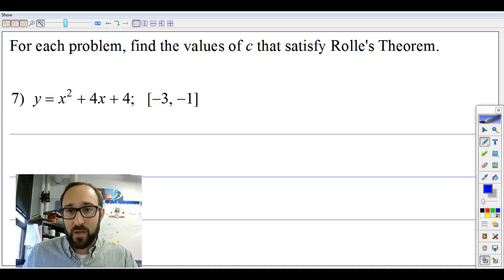The first thing you want to do is check whether negative 3 and negative 1 give the same y values. You have to plug them in and see if that in fact works out. If it does, then you can use Rolle's theorem. If not, then you're not going to be able to do it. So I bet they'll work out. All right, good luck.